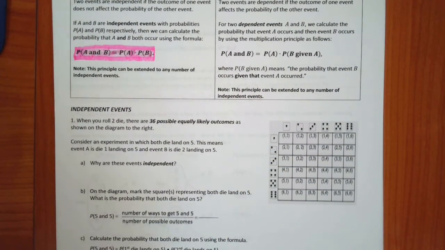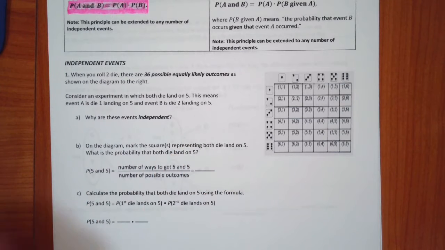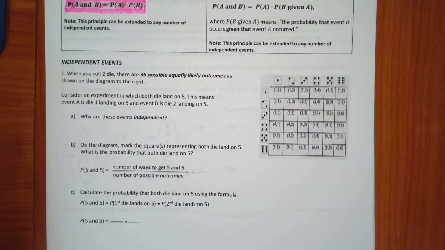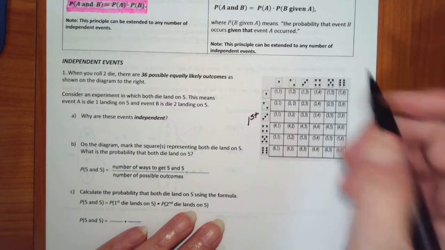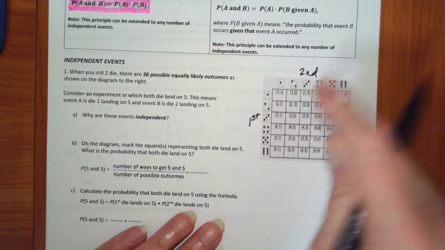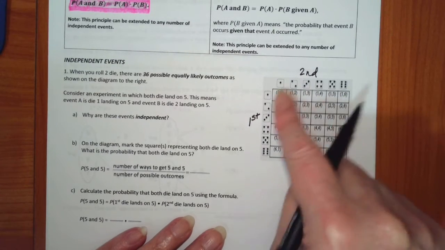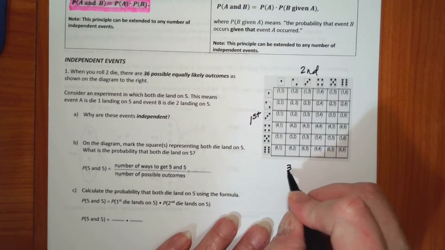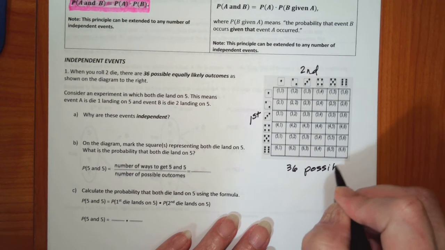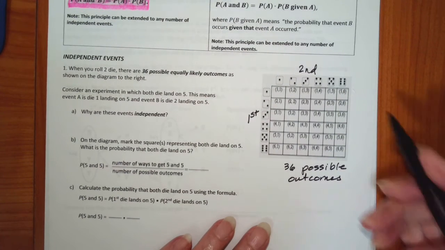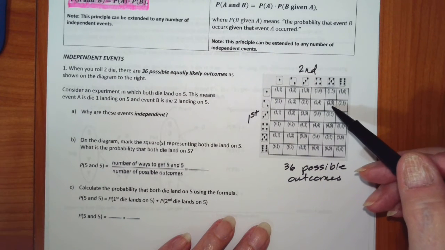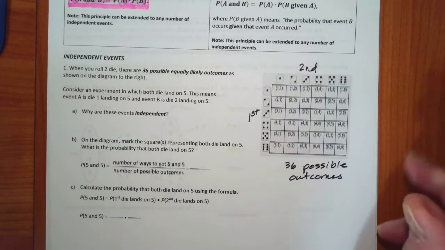We're going to start with something that we did in our last lesson, which is rolling 2 dice simultaneously. The first die can land on a 1, 2, 3, 4, 5, 6. The second die can also land on a 1, 2, 3, 4, 5, or 6. And there were 36 possible outcomes, combinations of the numbers. You could get a 1 and a 1, or a 2 on the first die and a 5 on the second, or whatever.